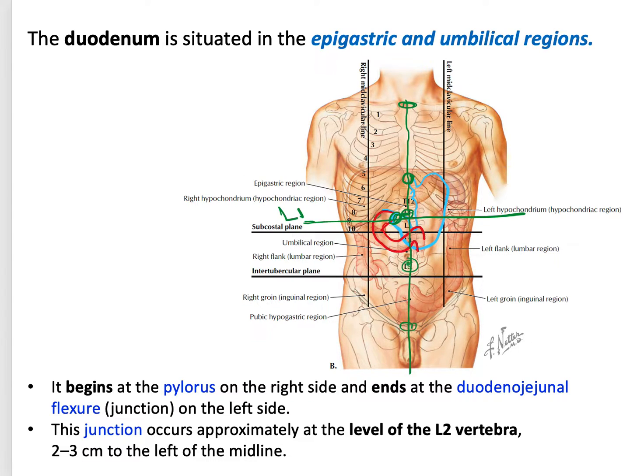Now, what I want to say here, guys, is that it connects to the pylorus at the right, and because the duodenum is a C shape, the other part of the duodenum moves to the left, and now it's connected to the jejunum at the duodenojejunal flexure. This flexure or junction is known as the duodenojejunal flexure, which is at the level of not L1, but L2, about 2 to 3 centimeters from the midline. So we can locate the connection of the pylorus to the duodenum here, and the connection of the duodenum to the jejunum here.